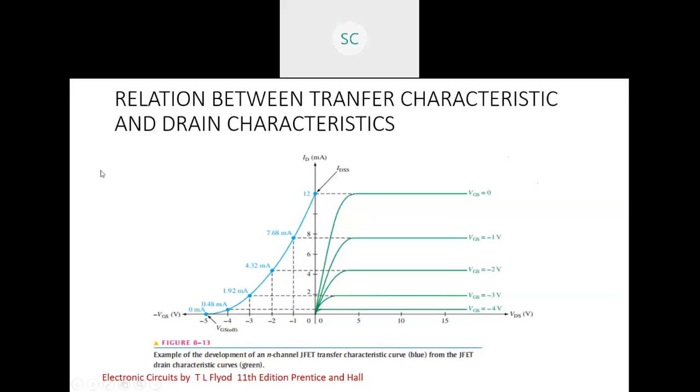Relation between the transfer characteristic and drain characteristic. This is your transfer characteristic, and these are your drain characteristics. When it is maximum, IDSS, VGS is 0. Then a small VGS voltage exists, which is equal to minus 4 volts. This will help you in plotting the nature of the output given the input signal. The nature can be sinusoidal. Suppose I take a sinusoidal signal at the input, I'll be able to plot the output characteristic. I'll show you how.